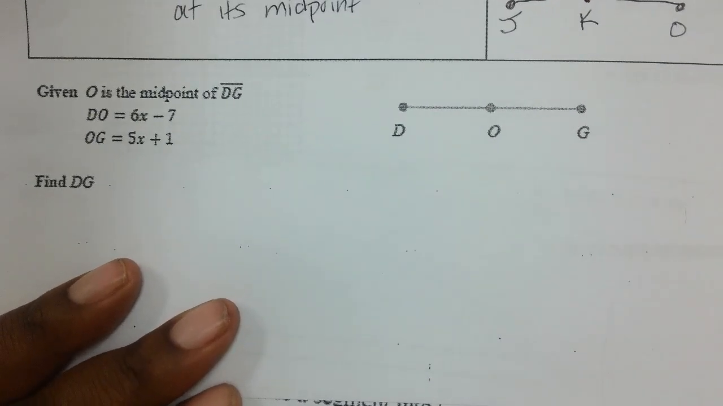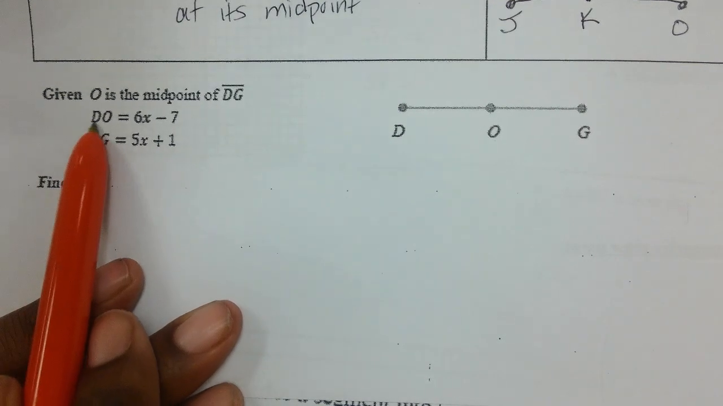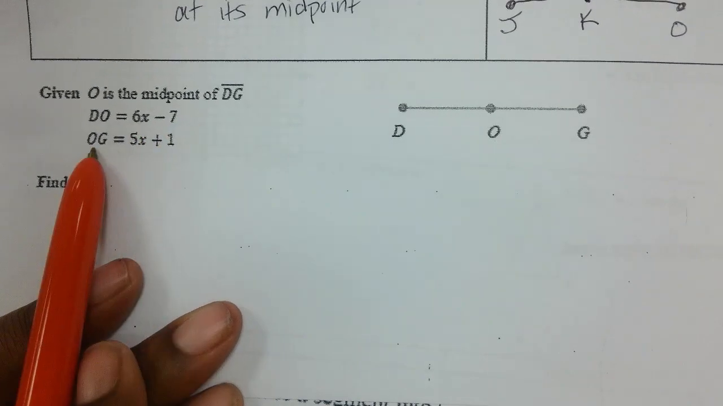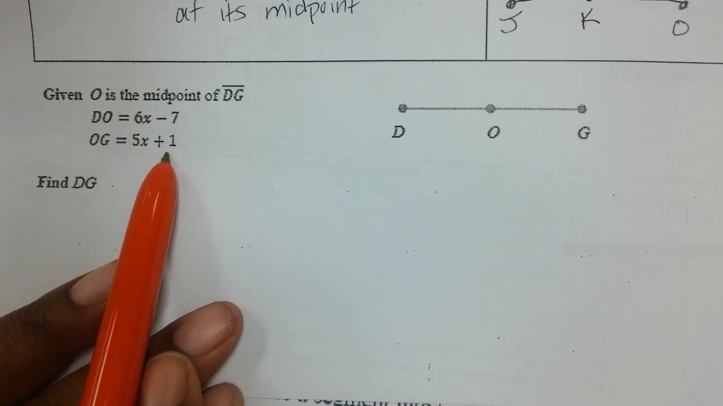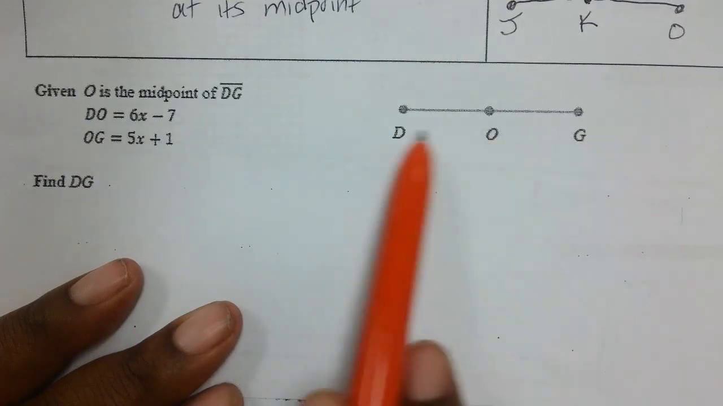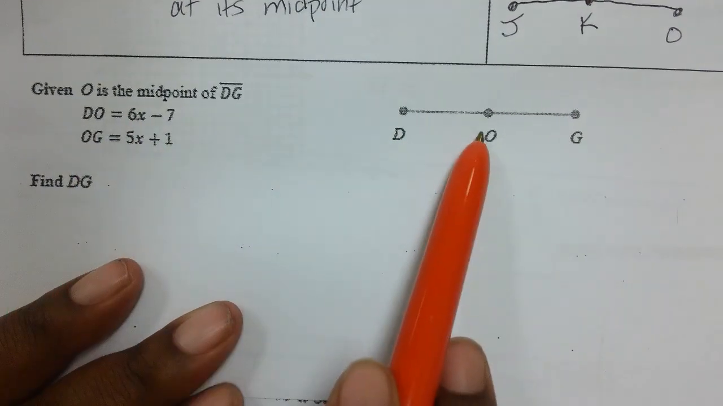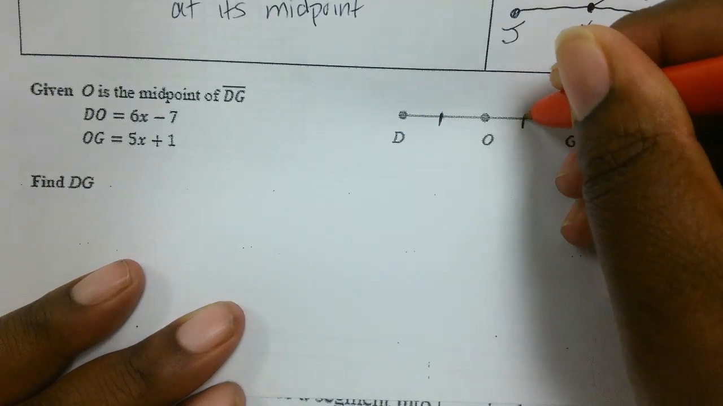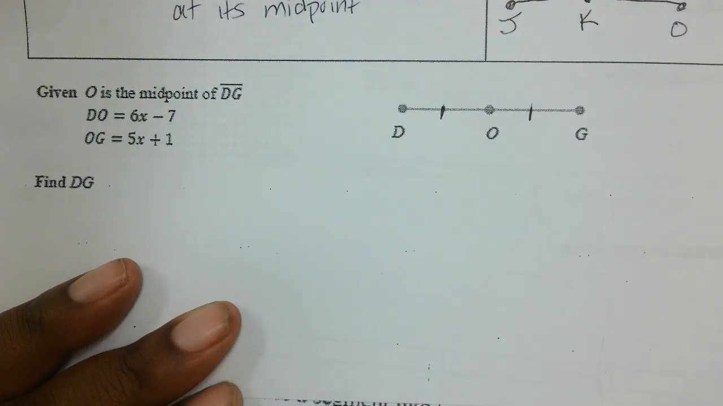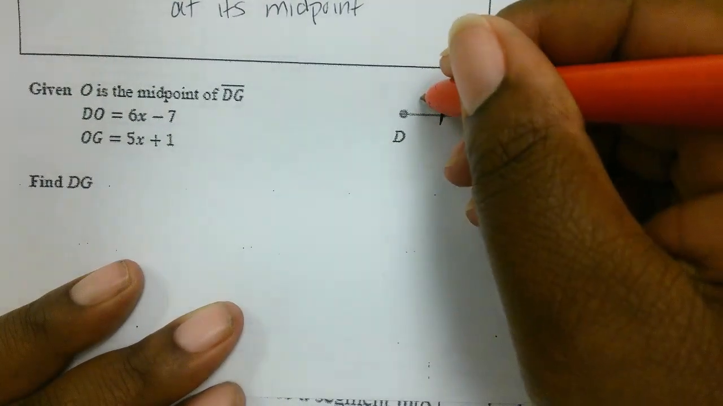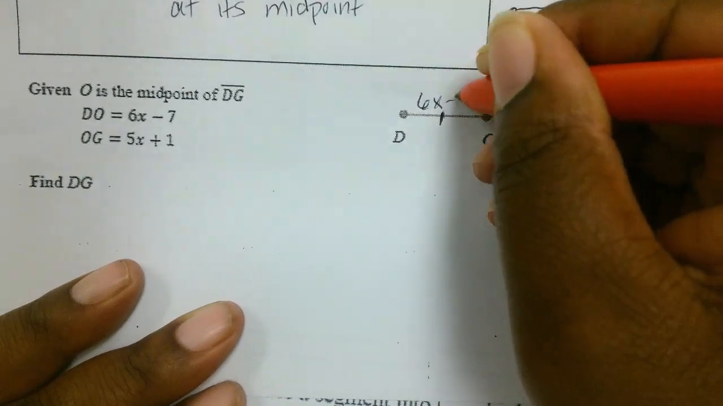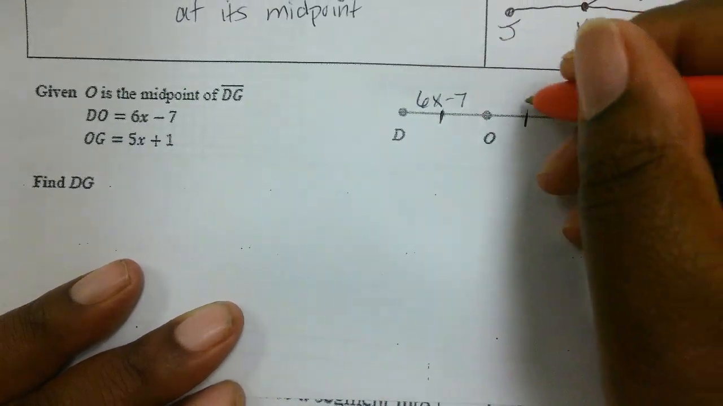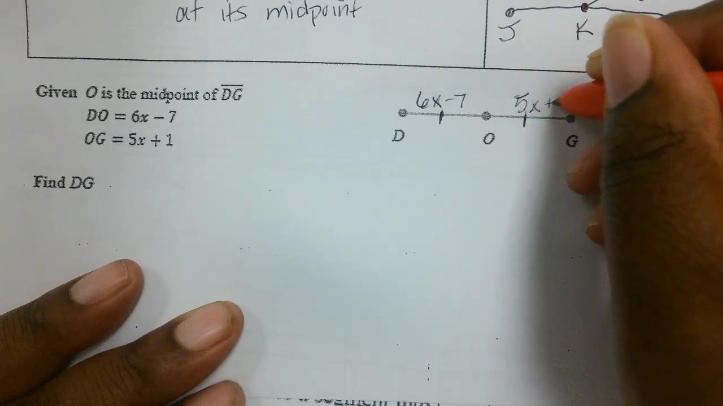Here they're telling me O is the midpoint of DG. So I know DO is equal to 6x minus 7 and OG is equal to 5x plus 5. So this is my image. By O being the midpoint, they're telling me that DO is congruent to OG. So I'm going to mark that on there. They're also telling me that DO is 6x minus 7. OG is 5x plus 1.